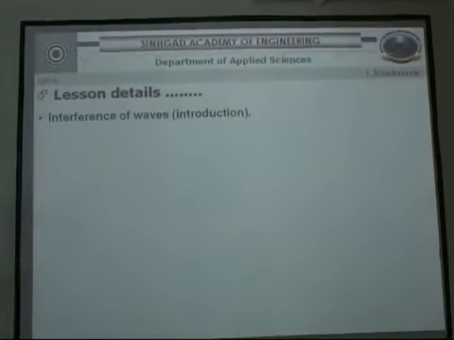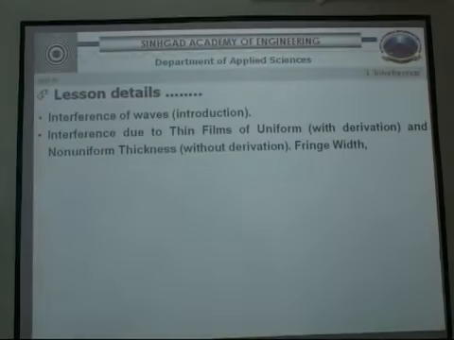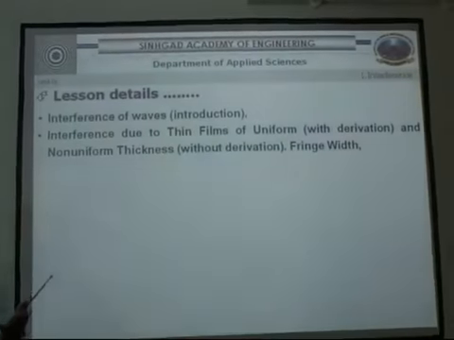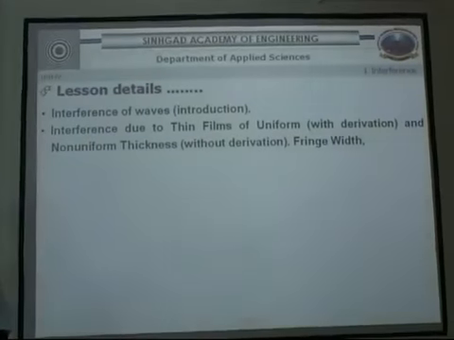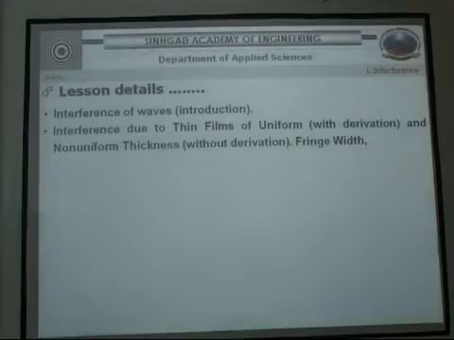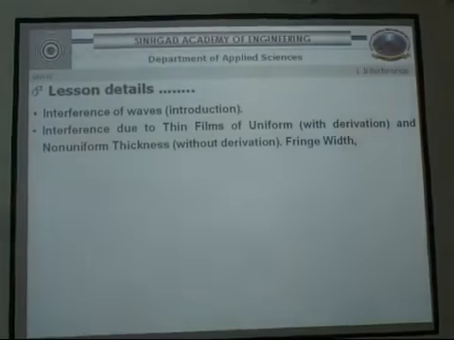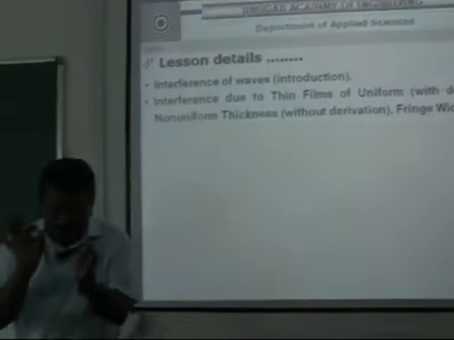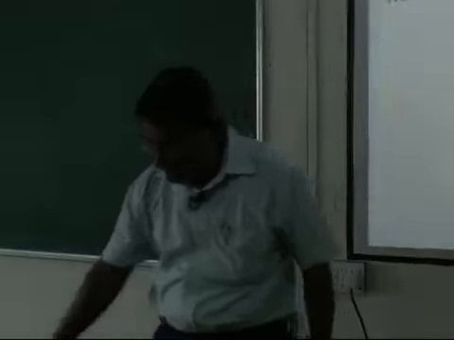introductory part, interference due to thin film, where non-uniform and uniform thickness of that film is considered. This is totally application oriented. Then fringe width is the important point included under this interference.